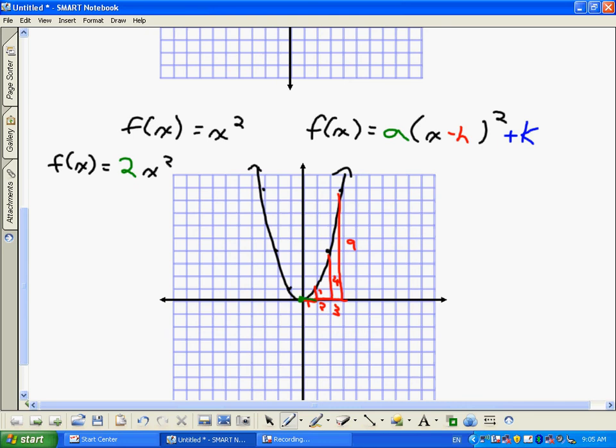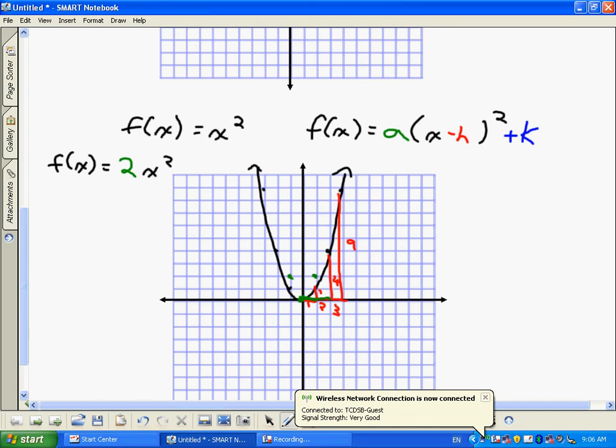I have no number representing H, nothing representing K, so the vertex is at the origin. Still at the exact same spot. But when I go over 1, when I square 1, that's 1. But now that I have the number 2 in for A, I have to multiply that by 2. So 1 times 2 is 2. So we go up 2 this time. So 1, 2. Same on the other side. Same idea with our next move. We go over 2. Normally 2 squared is 4. But because we have 2 for A, we take 4, multiply by 2. How much do I go up by?